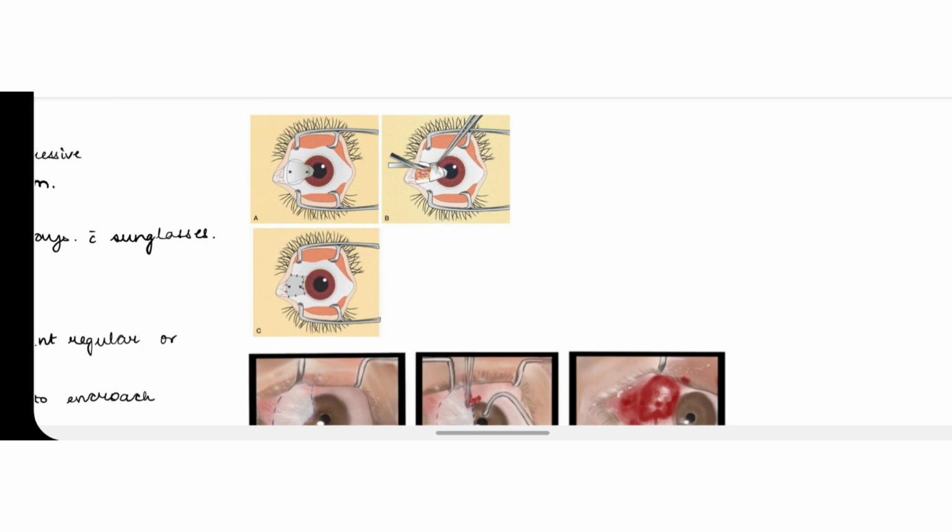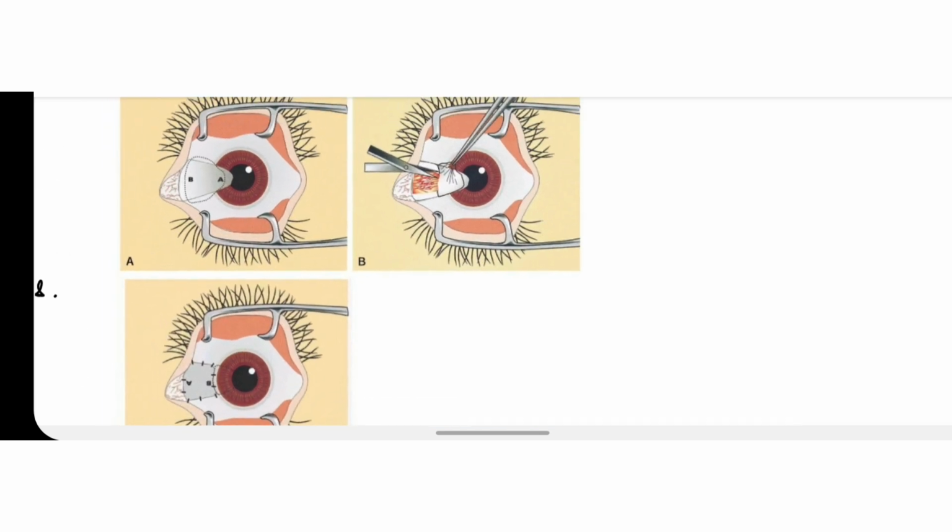Now what is the surgical technique for pterygium excision? First of all, the patient is given topical anesthesia. Eye is cleansed, draped and exposed with the universal eye speculum. This one is the universal eye speculum. Second, the head of the pterygium is lifted and dissected off the cornea very carefully.